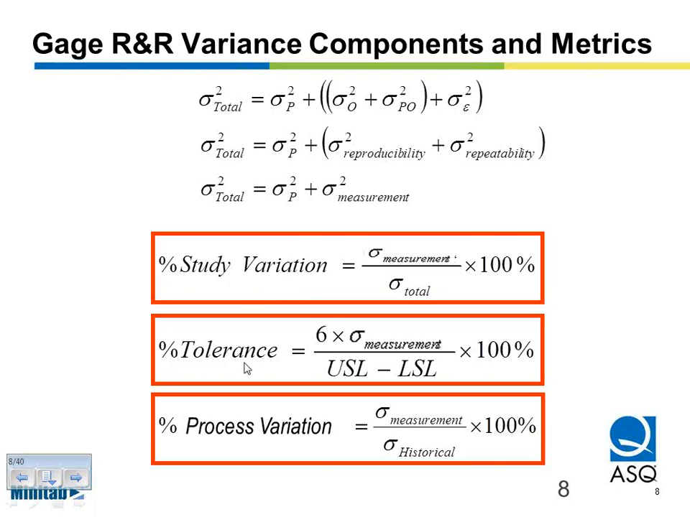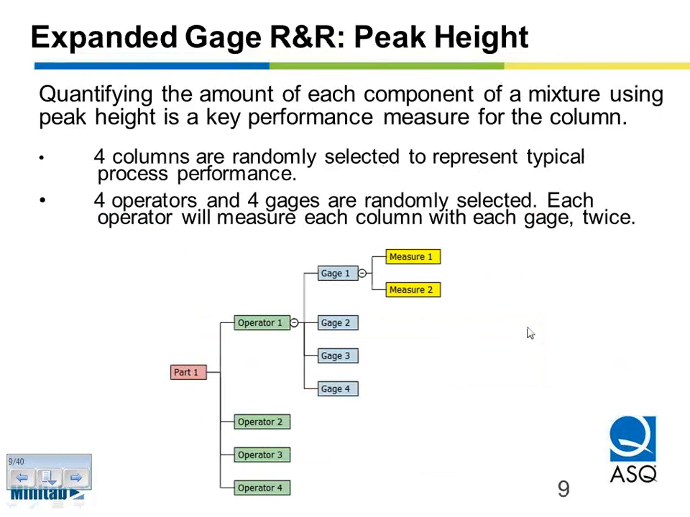The percent tolerance calculation, on the other hand, is independent of the sigma squared part, and the percent process is also independent of sigma squared part for the 10 parts that you chose for your study. That aspect of percent tolerance and percent process variation is going to come in handy a little later in our talk. We'll come back to that. Now let's look at an expanded gauge R&R.